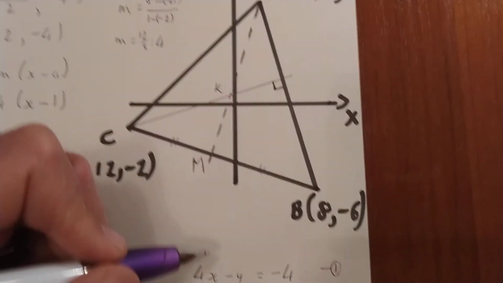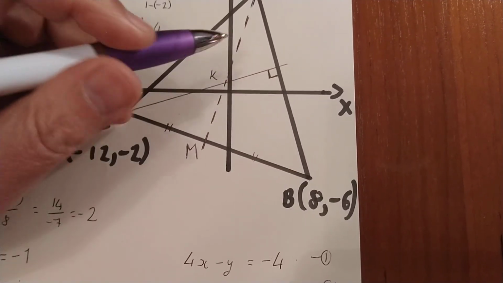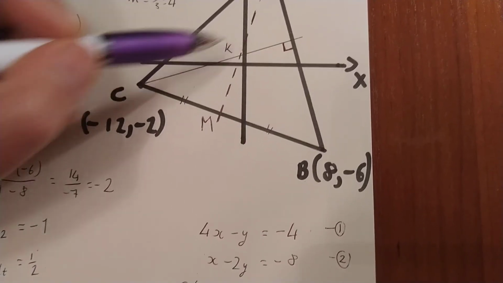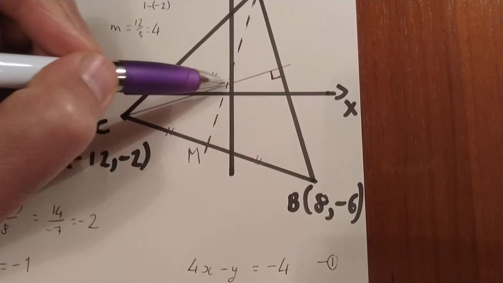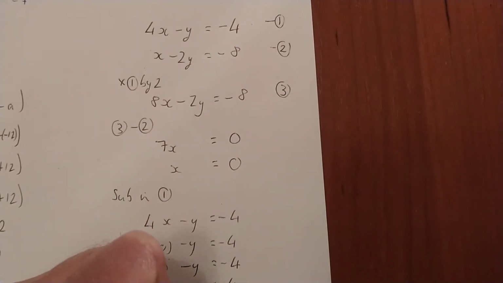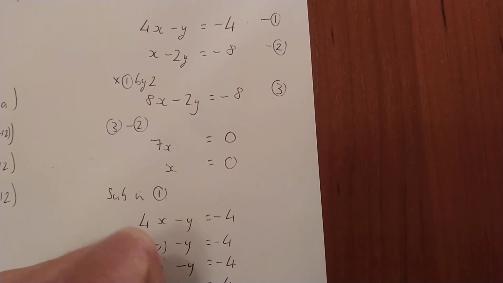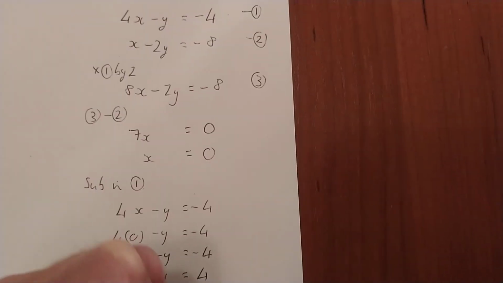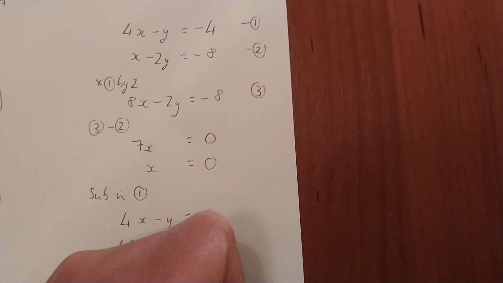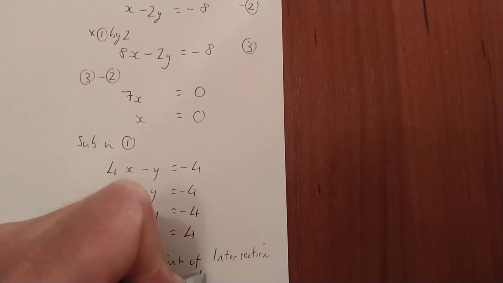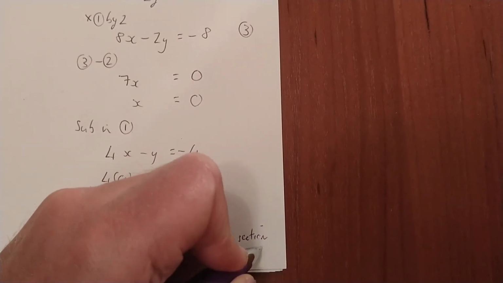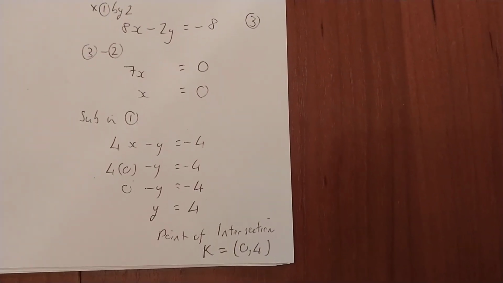Does it make sense in the diagram? We're saying this is a point 0, 4. Well, it's nearly on the y-axis, and it's definitely above here. And given that this is negative 12 all the way along, yes, that could well be 0, 4. So I'm perfectly satisfied with that. So I'm going to say K, or point of intersection, K, is indeed 0, 4.